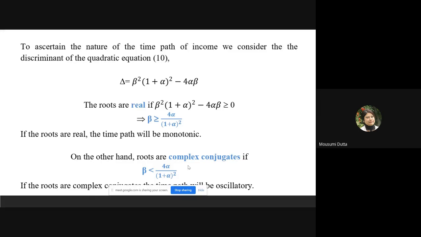of income, etc. So in the next step, I have to draw two curves, alpha beta equal to 1 and beta equal to 4 alpha by (1 plus alpha) whole square. So I'll draw two curves, alpha beta is equal to 1 and beta is equal to 4 alpha by (1 plus alpha) whole square. Now alpha beta is equal to 1. That will be a rectangular hyperbola.